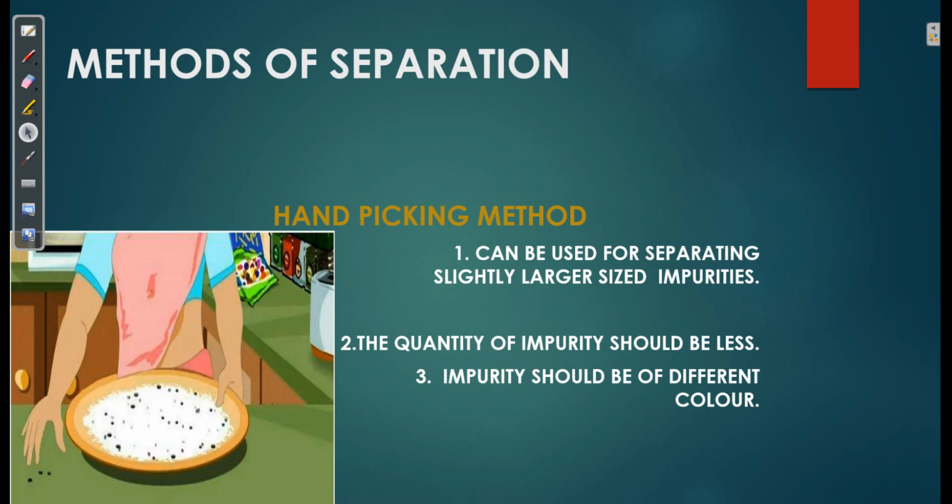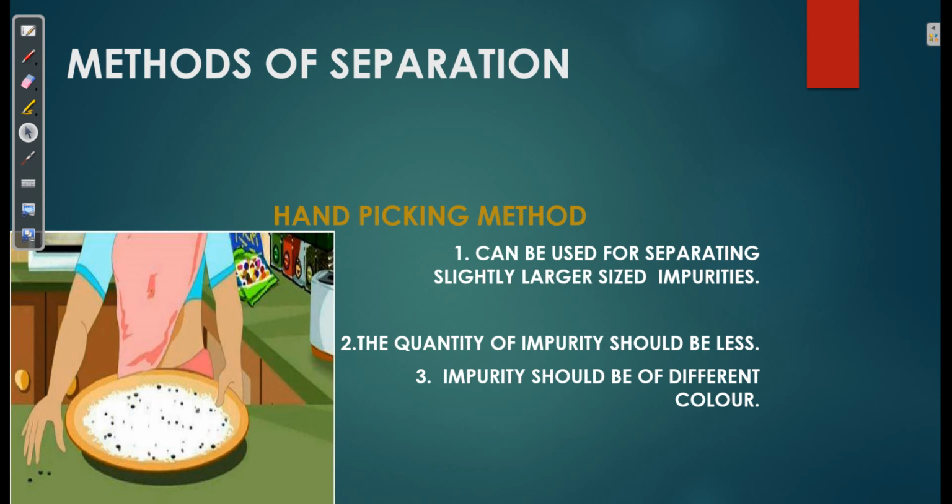Imagine in this rice, if the quantity of stone is very much, then will you be able to use a hand picking method? No, you will get tired of picking small stones from this rice one by one. So you will not use a hand picking method if the quantity of impurity is large in number. Another rule for this hand picking method is that you will only use it if the color of the impurity is different from the substance.